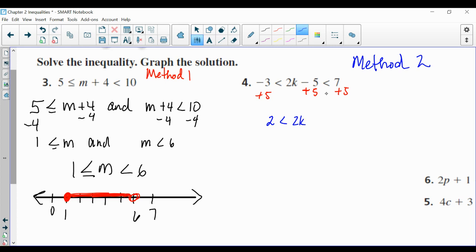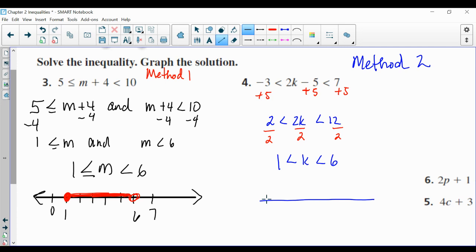Bring my 2k down, and then bring my other inequality sign down. And now I have 7 plus the positive 5. I'm going to add, the signs are the same. So I have 12. So now I'm going to divide by 2, and 2 is positive, so I don't have to flip the signs. So I have k with a coefficient of 1, because 2 over 2 is 1. 2 over 2 here is 1. And then 12 divided by 2 is 6. So now I'm just going to go ahead and graph it.